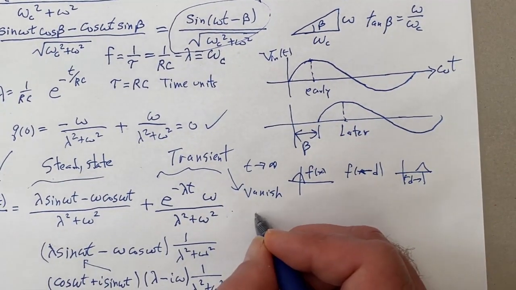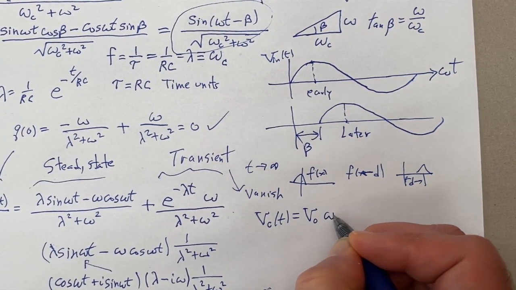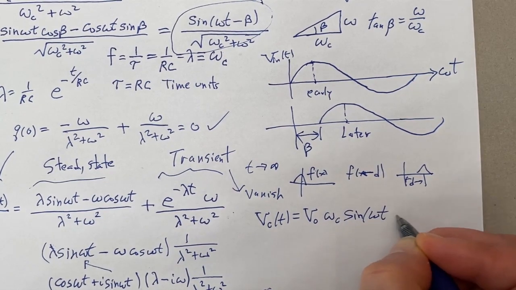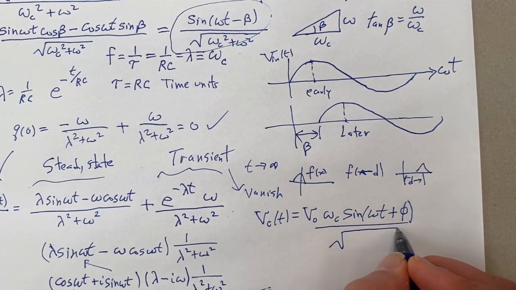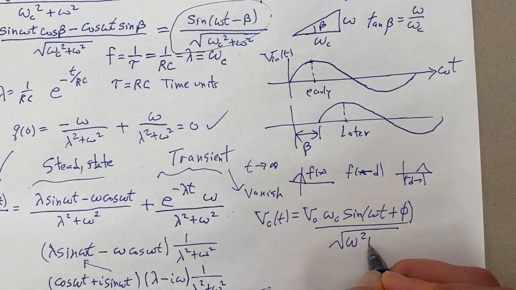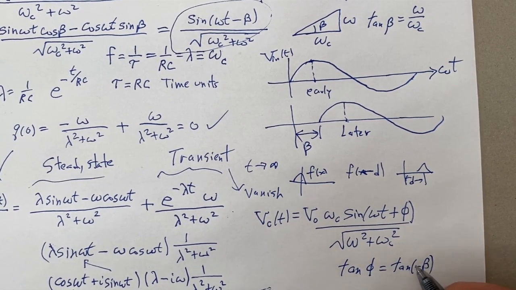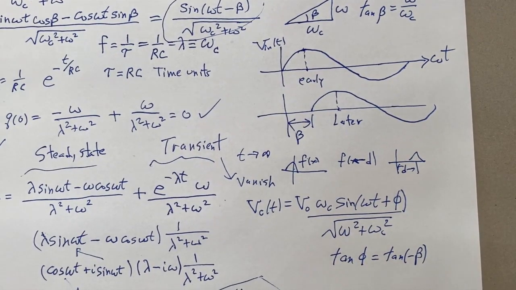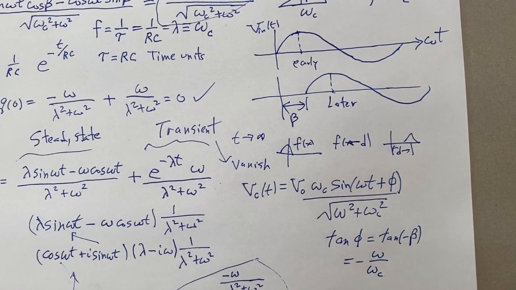So what the engineers will often do is write this out as V naught omega C sine of omega t plus some phase angle, which in this case is going to be negative, which will mean a lag. That would be over omega squared plus omega c squared. In other words, the tangent of this one is the tangent of the minus beta. Just simply let beta be negative phi to get that to occur. So in that case, this would be minus omega over omega c. So there are your conventions that you may find.